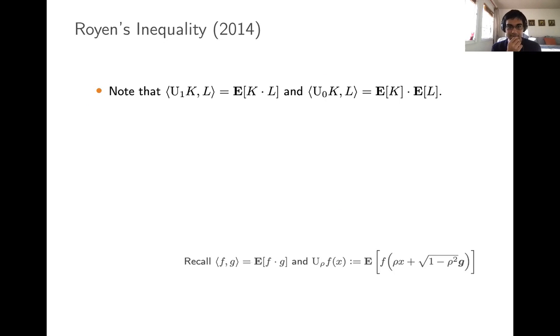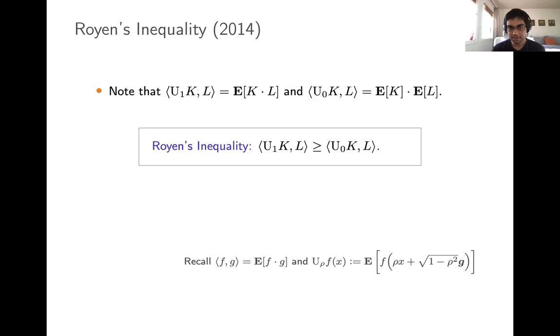More concretely, it's easy to see that the expectation of K times L is nothing but the inner product of U rho K and L when rho is set to 1. And the expectation of K times the expectation of L is the inner product between U rho K and L when rho is set to 0, or in other words, the noise is very high. And so Royen's inequality says that this inner product at noise rate 1 is greater than the inner product at noise rate 0. So let's actually see how Royen proves this.